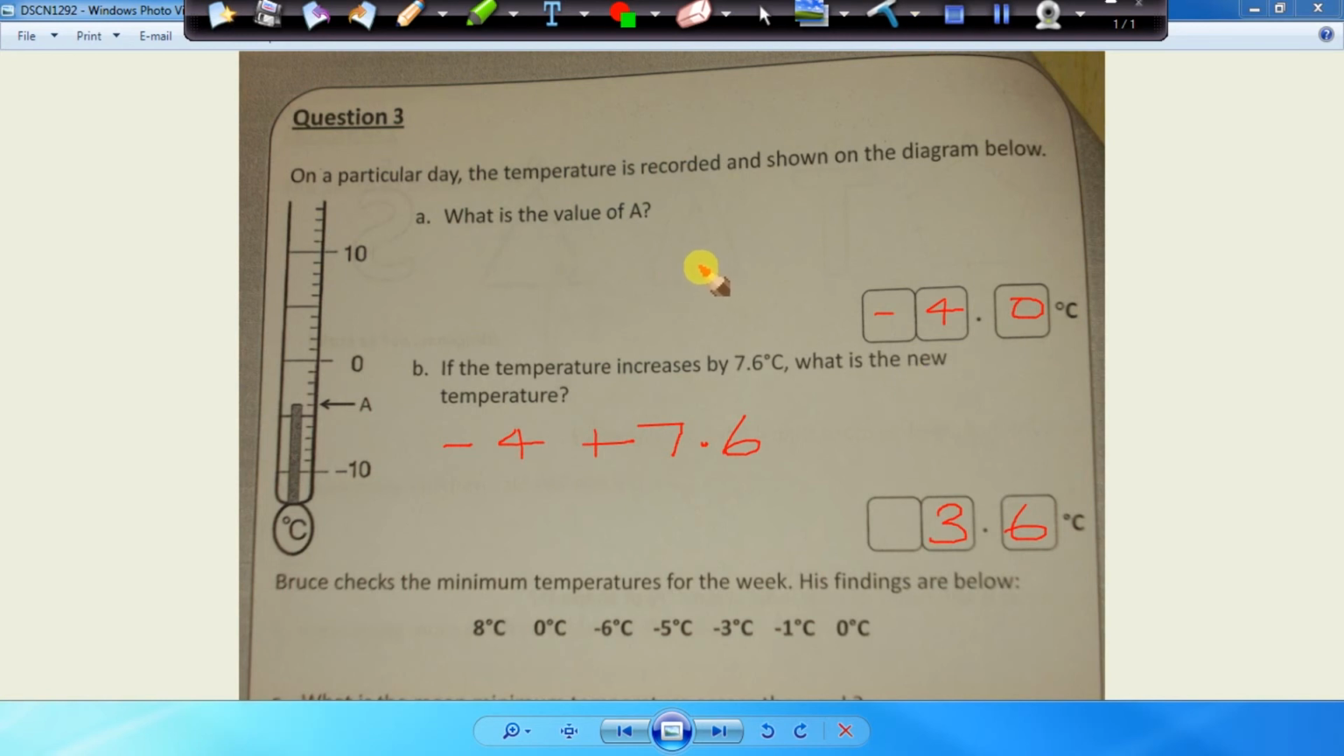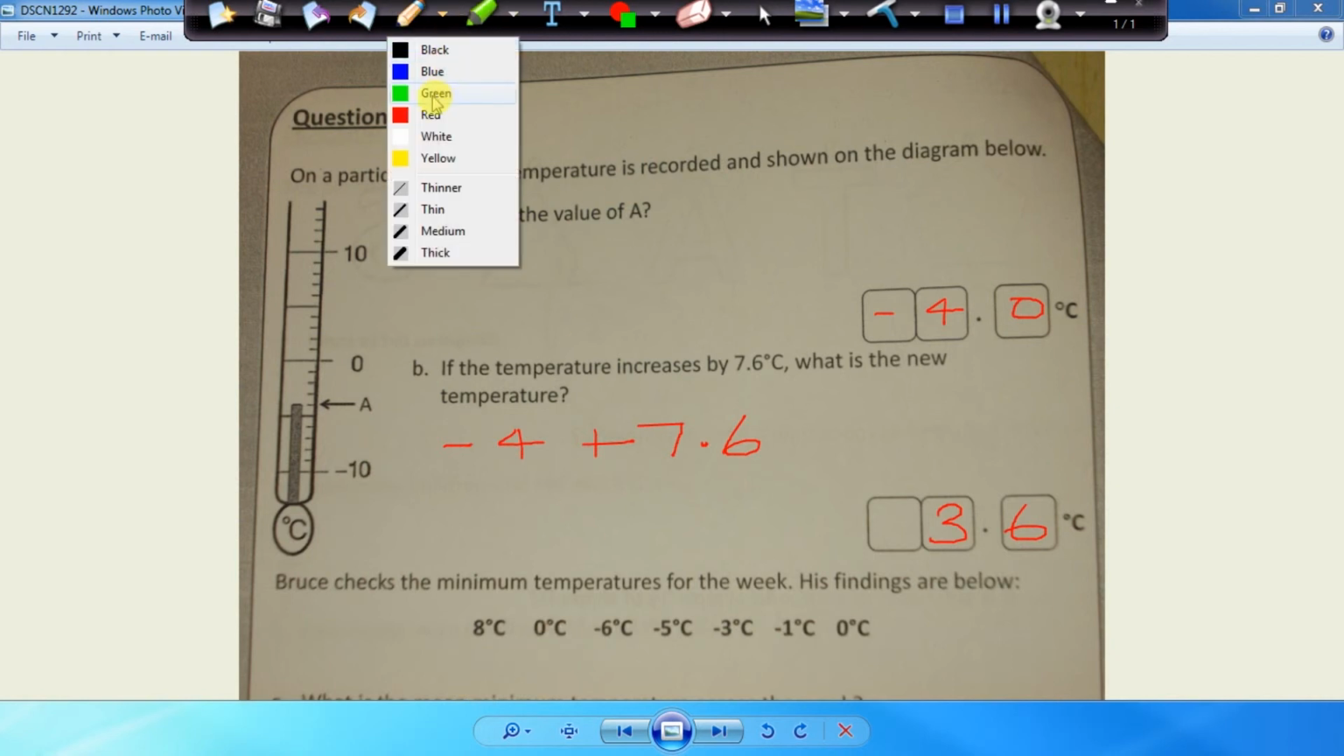Okay, part C. What is the mean minimum temperature across the week? Here are the temperatures. We have to work out the mean. Right, somebody define for me the word mean. Let's have somebody different. Muniba. Excellent, well done. So we can add up all the numbers and divide it by how many there are.